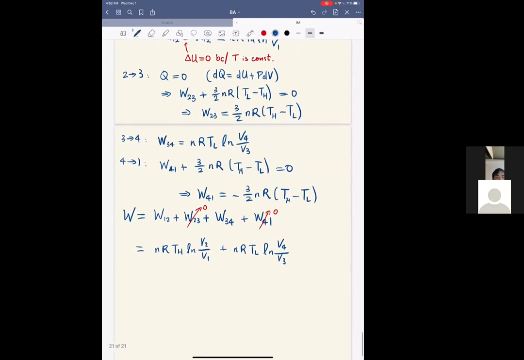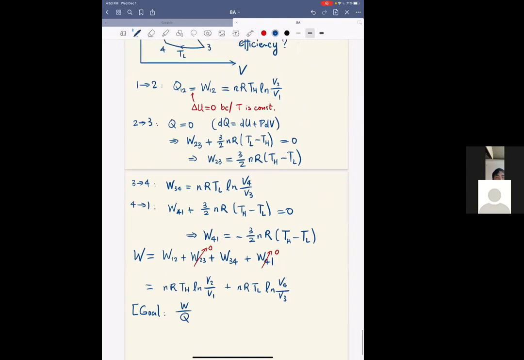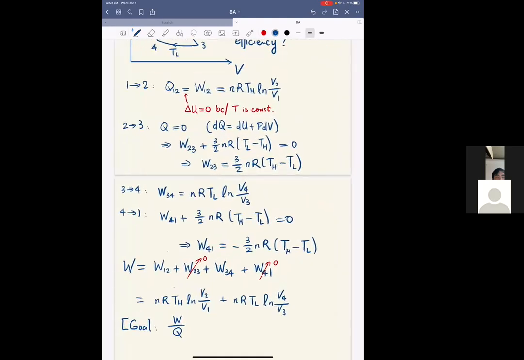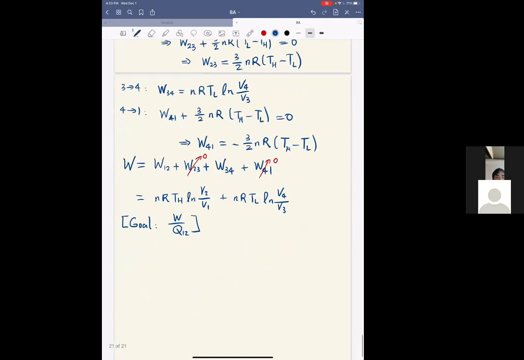Just recall that our goal is to compute the work done by the gas divided by the heat absorbed from the higher energy reservoir, from the higher temperature reservoir. So this is Q12, and our goal is to compute this. We have this, which is the same as that. This is nice, but we have to deal with this term as well. But it's not that difficult because we just claim something.